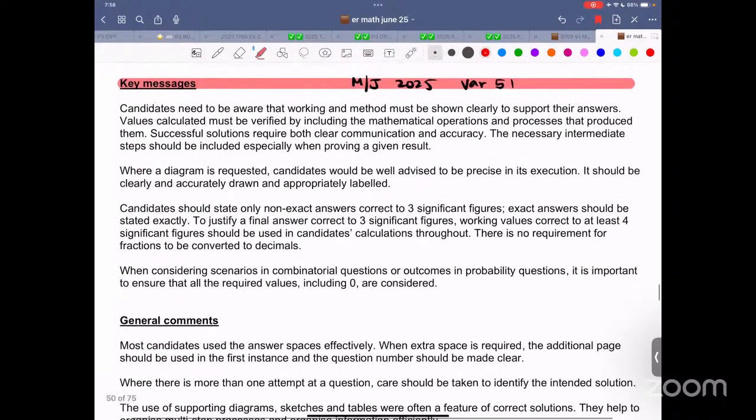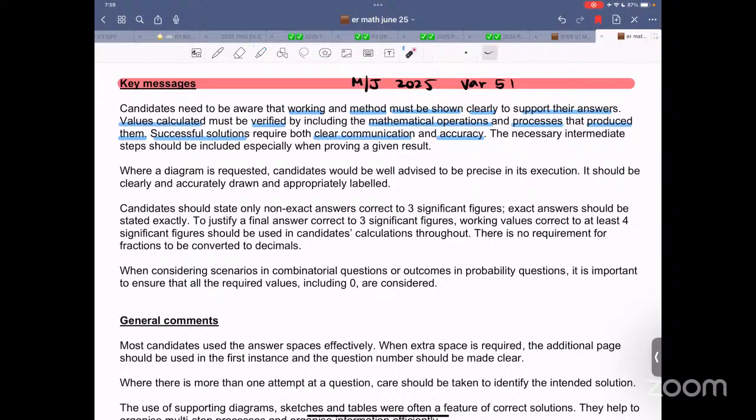I'll be underlining it. Candidates need to be aware that working and method must be shown clearly to support the answers. There is no compromise on this. Working and method must be shown clearly to support the answers. And then it says values calculated must be verified by including the mathematical operation and processes that produce them. That further means show all the working. Successful solutions require both clear communication and accuracy.